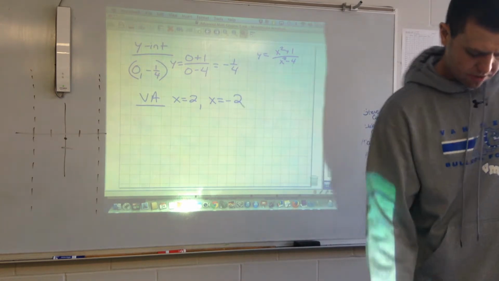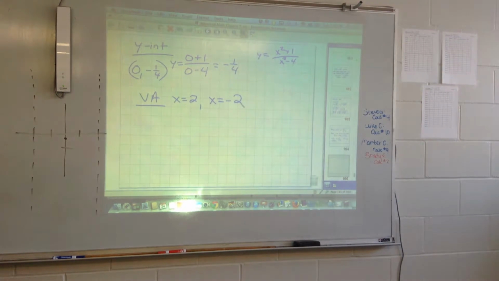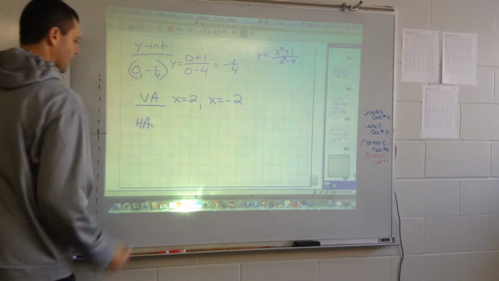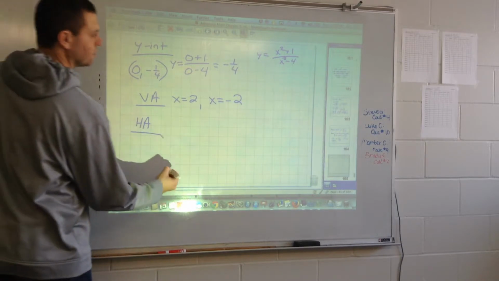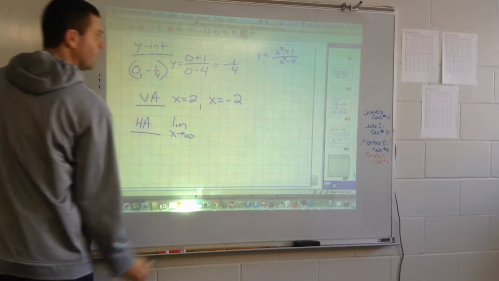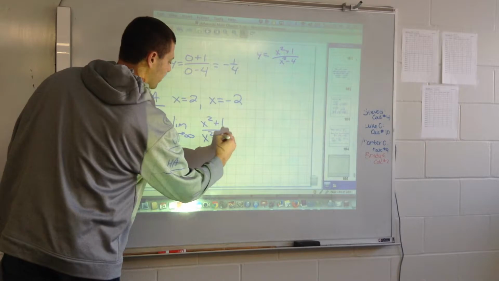Let's see. Horizontal asymptotes. How do you find horizontal asymptotes? Find the limits as x approaches negative infinity and positive infinity, as we go way to the right and way to the left. So for horizontal asymptotes, we want to find the limit as x goes to infinity of x squared plus 1 over x squared minus 4.